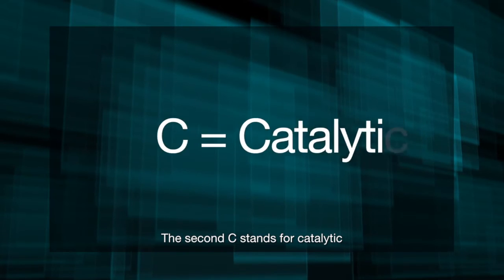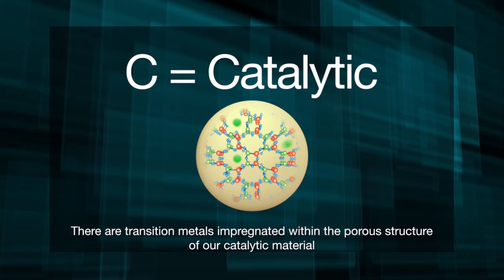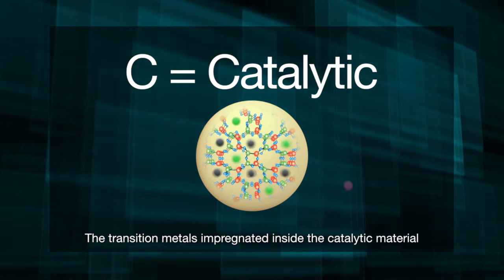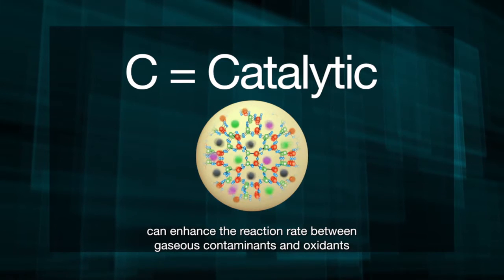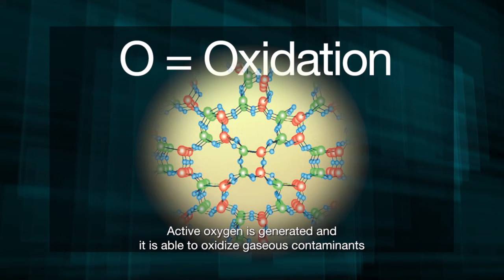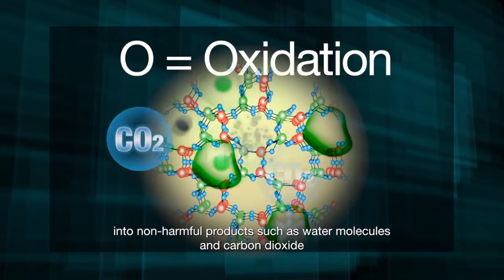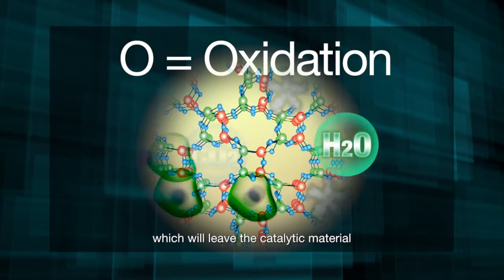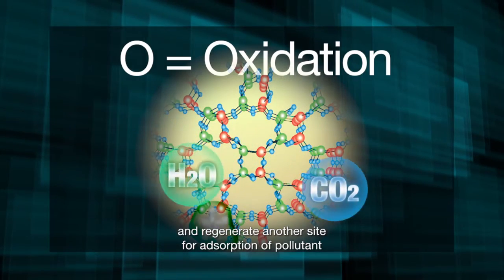The second C stands for catalytic. There are transition metals impregnated within the porous structure of our catalytic material. The transition metals impregnated inside the catalytic material can enhance the reaction rate between gaseous contaminants and oxidants. O stands for oxidation. Active oxygen is generated and it is able to oxidize gaseous contaminants into non-harmful products such as water molecules and carbon dioxide, which will leave the catalytic material and regenerate another site for the absorption of pollutants.